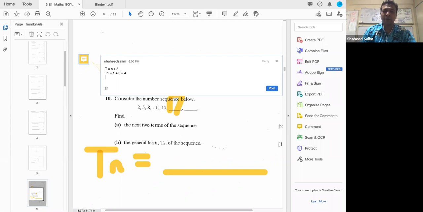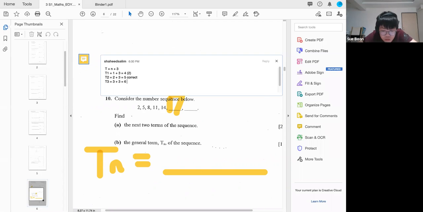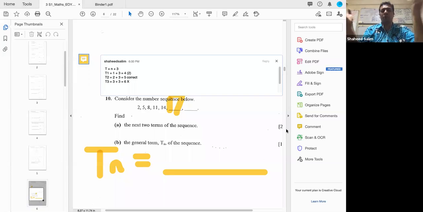First one is 4. Your formula for the second one is supposed to be, the answer is supposed to be 5 down here. Second term is referring to the 5. Let's see. 2 plus 3 is 5. Second one is correct. Let's try the third one. Third one is 8. T3 is the third term, right? Plus 3 equals to 6. This is wrong. The rest also wrong already.